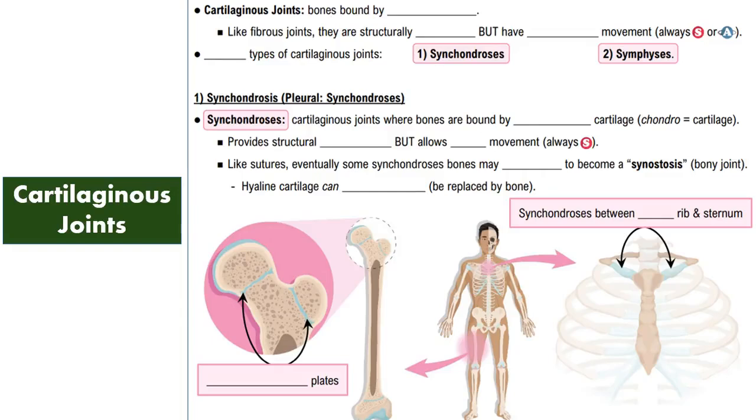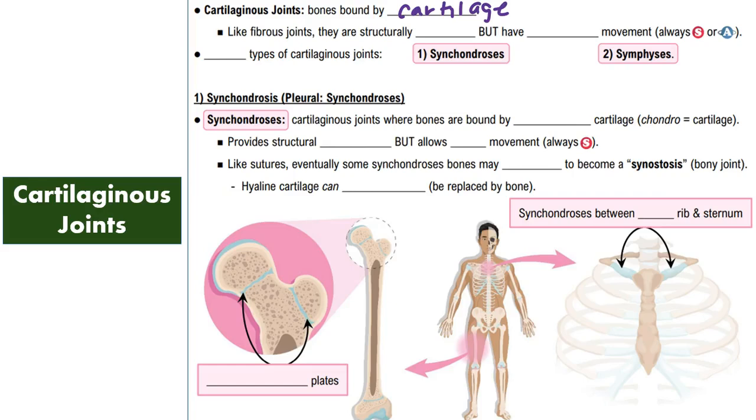All right, folks, welcome to our next structural classification of joints, which are going to be cartilaginous joints. So just like the name suggests, these are going to be bones bound by cartilage. It's going to be specific cartilage, which is going to be hyaline cartilage and fibrocartilage, okay? Now remember, hyaline cartilage and fibrocartilage are tough yet flexible.